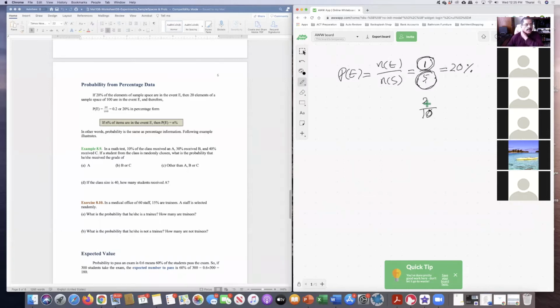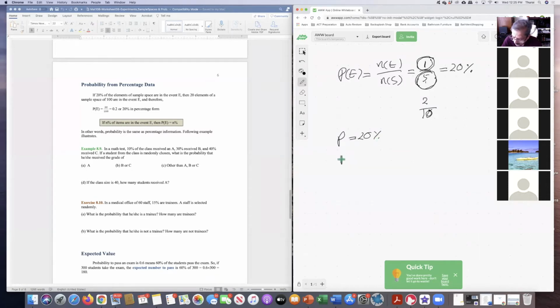It's a ratio. So basically, if I say the probability is 20%, it means 20% of the sample space is in the event. And so that means if there are 100 elements in the sample space, there will be 20 in the event. If there are 200 in the sample space, there will be 40 in the event.